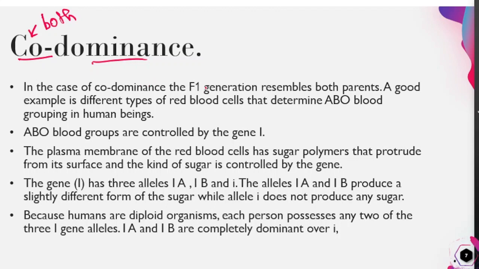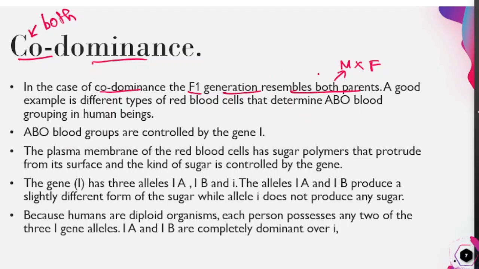So here in codominance, the F1 generation resembles both the parents. The F1 generation is going to resemble both the parents. Who are both the parents? Mother and father are the both the parents. It represents both the parents, so that is called codominance, where the F1 generation resembles both the parents.